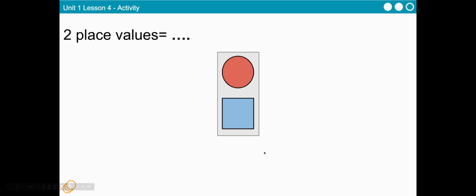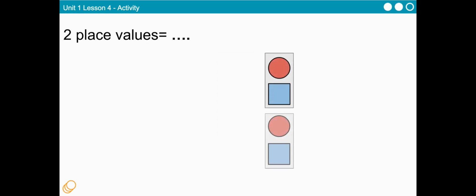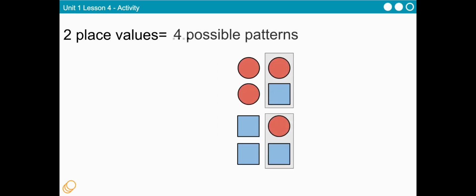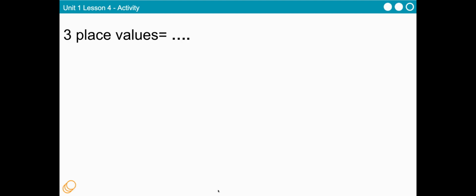With two place values, we can make two sets of the previous pattern. Those are our two sets from the previous pattern. Then I can insert circles in front of each of these patterns, and squares in front of the others, and I end up with 4 possible patterns.